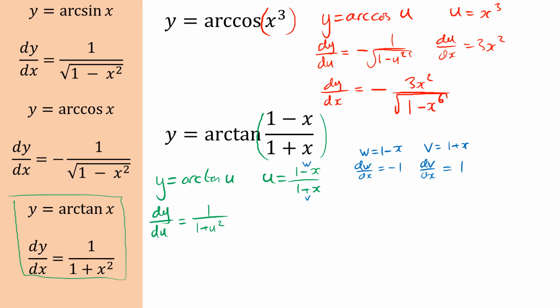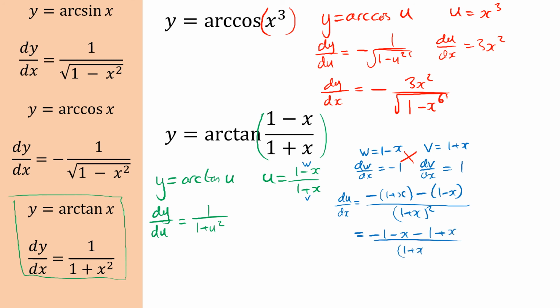And using the quotient rule, we want v dw, take away w dv. So that's going to be minus 1 lots of 1 plus x. Again, we're only finding du/dx here. Minus w dv, so that's going to be take away 1 lot of 1 minus x, all over v squared, so all over (1 plus x) squared. What can we do with that? Well, we could expand these brackets out. So let's times this one by minus 1 minus x, and this one by minus 1, so minus 1 plus x, all over (1 plus x) squared.